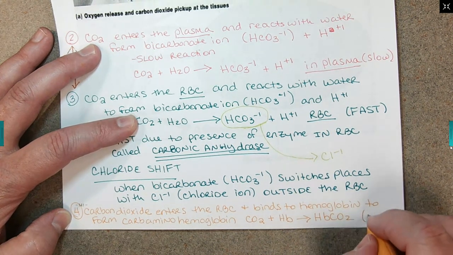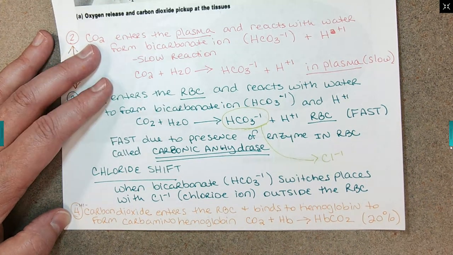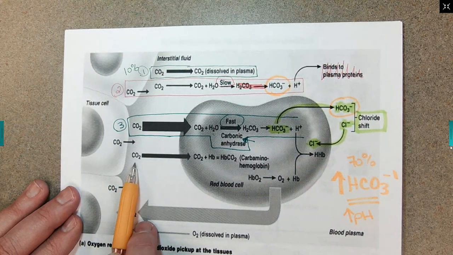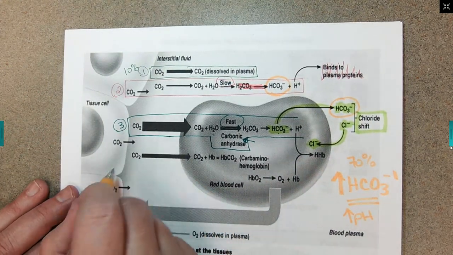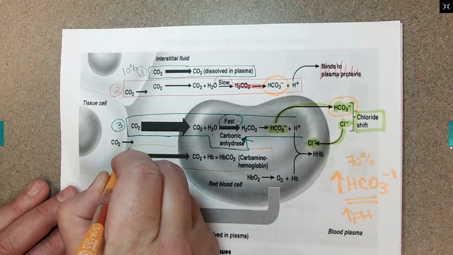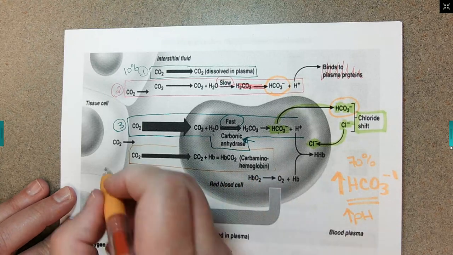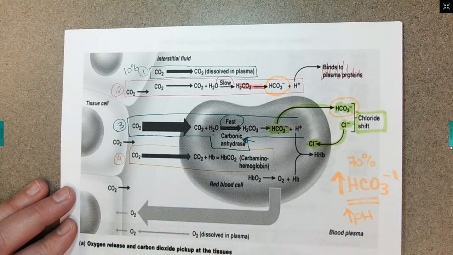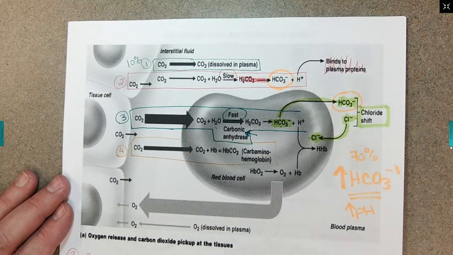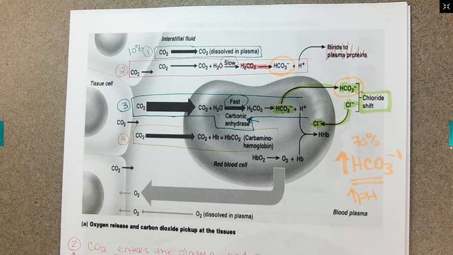Now about 20%, that's totaling 100 now, that 20% of the carbon dioxide is going to actually work in this method. So you have right here carbon dioxide in the plasma. It's going to come over here, enter into the red blood cell, bind to the hemoglobin molecule to form that carbaminohemoglobin. So this is method number 4. Those are your 4 methods by which carbon dioxide can enter into the bloodstream and then travel through the bloodstream.